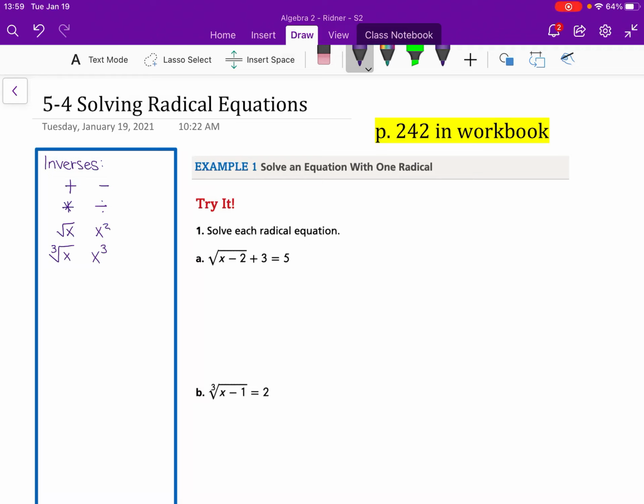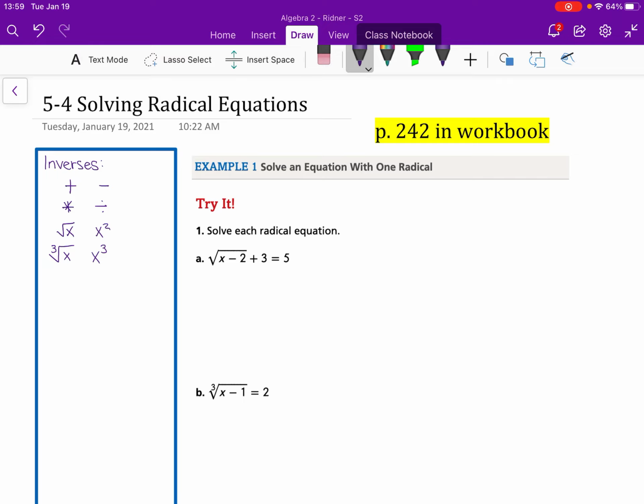Today we are doing solving radical equations. So we're going to talk about how to solve them, and then we're going to talk about how we could use our calculator and graphing to make life a little easier. So let's jump right in.